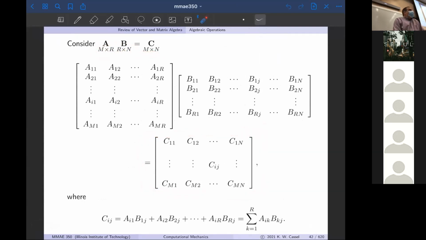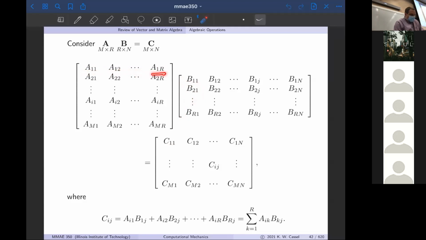Now this is very tedious, and this is why we love to have computers do matrix multiplication for us. So the C11 element comes from the first row of A and the first column of B. And what you do is you take the first element of the first row, multiply it times the first element of the first column. So that's A11 times B11, add A12 times B21, plus A13 times B31, and all the way through. And so these are the same size.